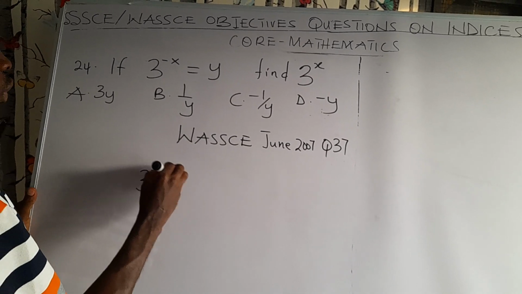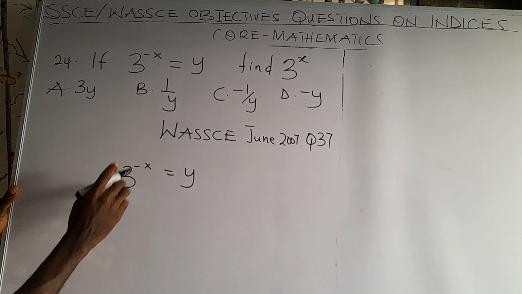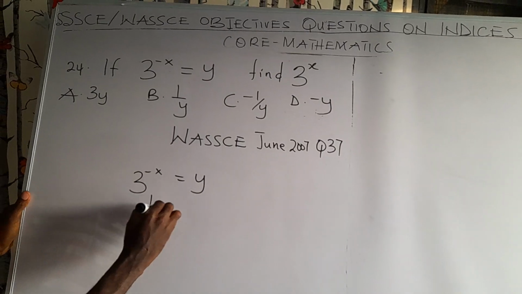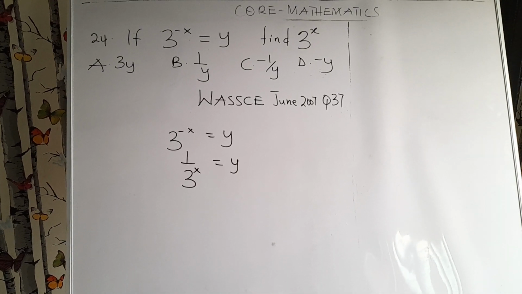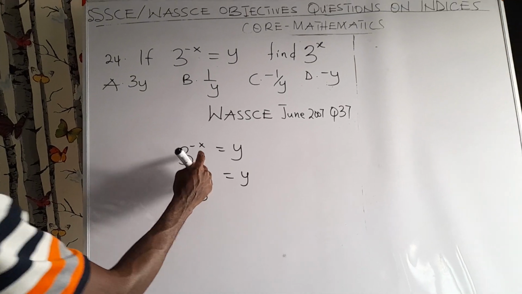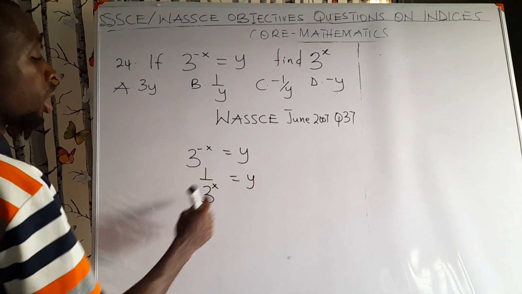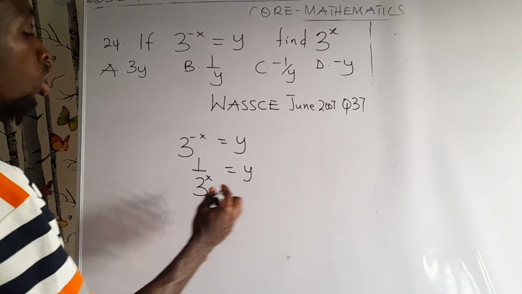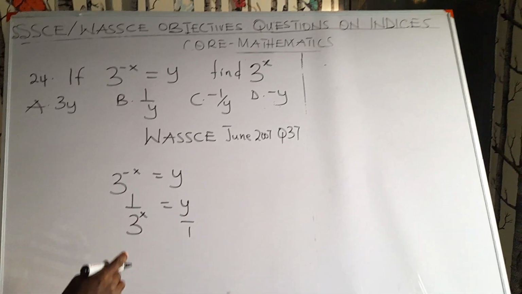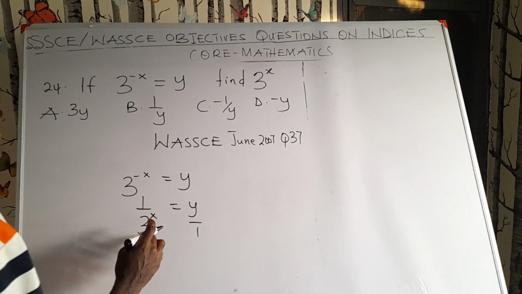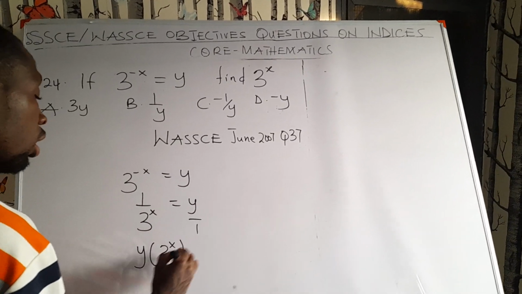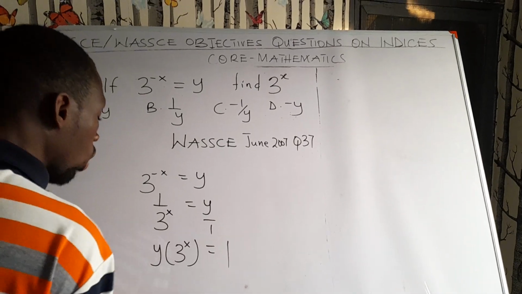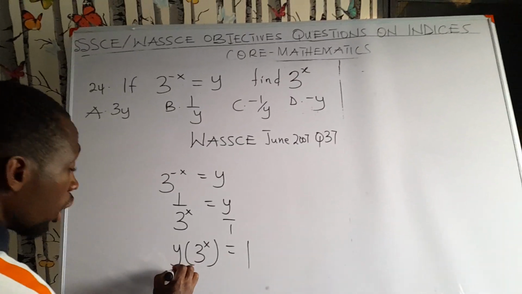3 exponent negative x is equal to y. This can be written as 1 over 3 exponent x and is equal to y. So this is over 1. We can cross multiply. So we have y times 3 exponent x will be equal to 1 times 1, which is 1. We divide both sides by y.